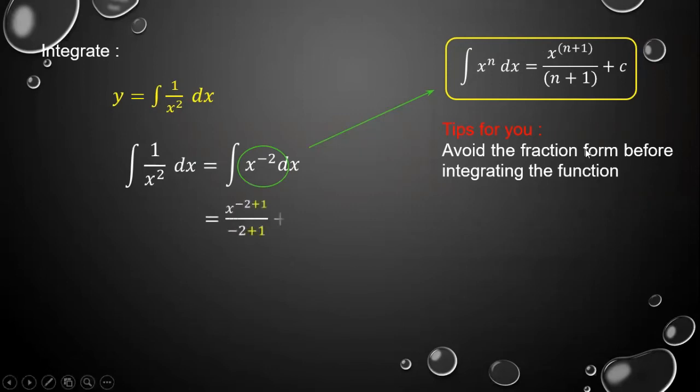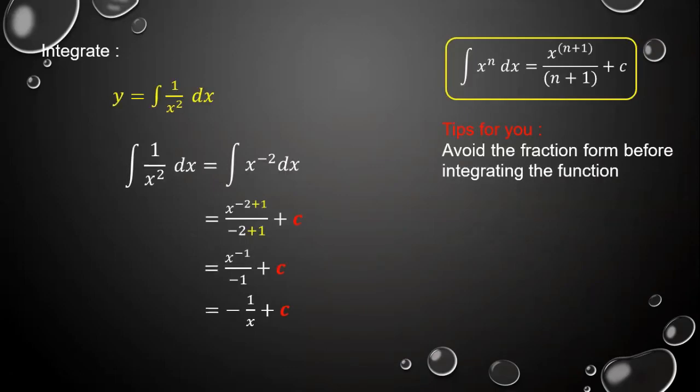Okay, next, the integration techniques. The integral of x to the power minus 2 dx is x to the power minus 2 raised by 1, and over the power raised by 1. Is it? So we can simplify that: x to the power minus 1 over minus 1 plus c. Or we can find the final answer is minus 1 over x plus c. That's very easy.